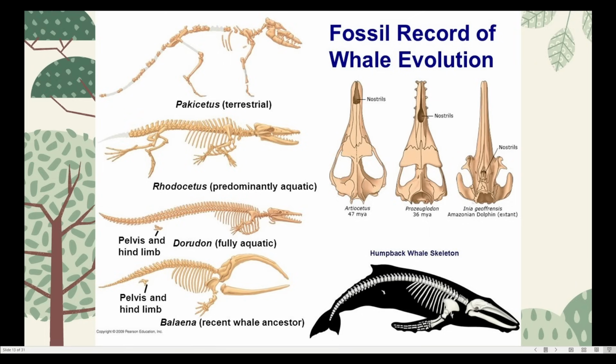The third picture shows the fossil remains of a Dorodon, which lived around 40 to 33 million years ago, and this is a fully aquatic animal already. We can see that it still has limbs, but its hind limbs are very small. And then, we have the Balaena, like a whale, right? It is the most recent whale ancestor, and we can see that it is quite similar to the Dorodon, except that its skeleton is larger in this part compared to this part.